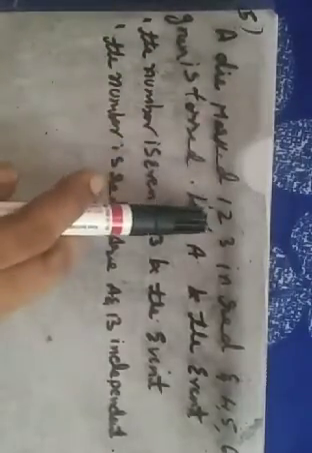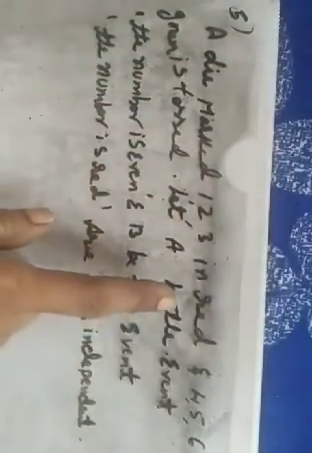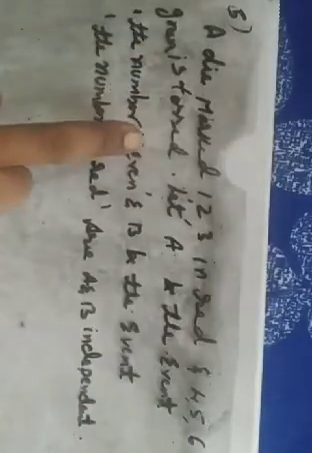So, this is a 2 or 3 marks question. So, let's move to the next question. Read the next question. So, take down the question. A die marked 1, 2, 3 in red and 4, 5, 6 in green is tossed.